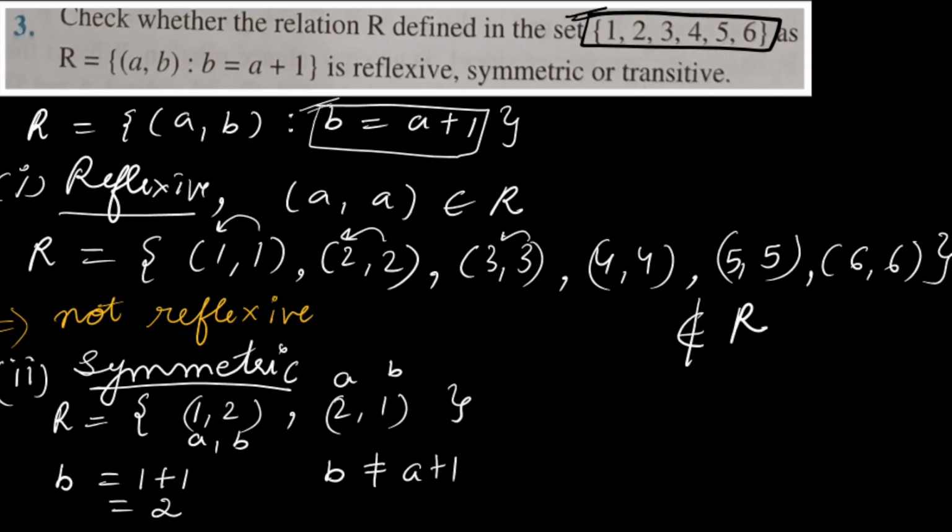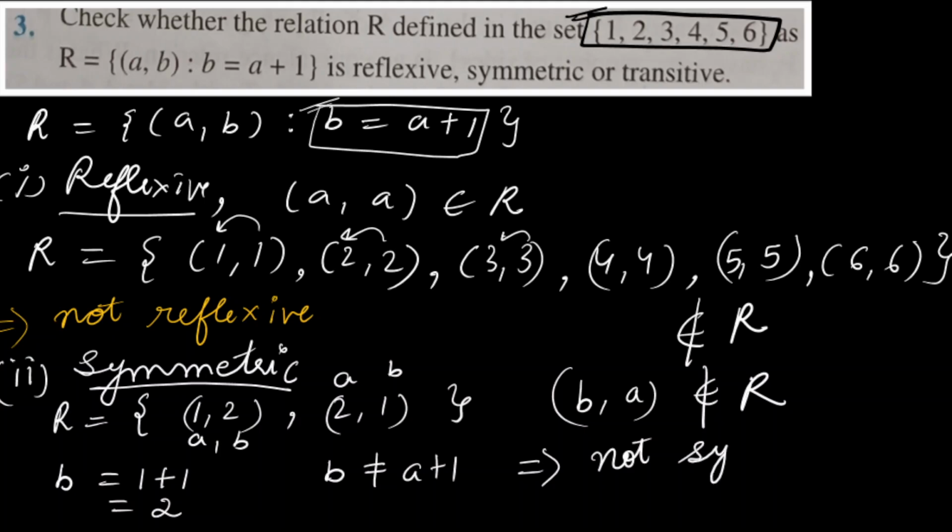So therefore from here I can write that this type of ordered pairs A comma B will be there, but B comma A doesn't belong to R. So the example we have already written. So therefore we can write the given relation is not symmetric. Now transitive. So we have to check whether the given relation is transitive or not.